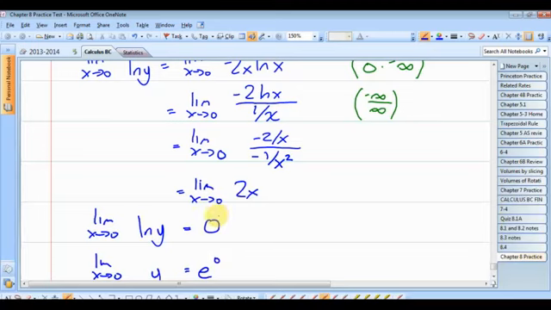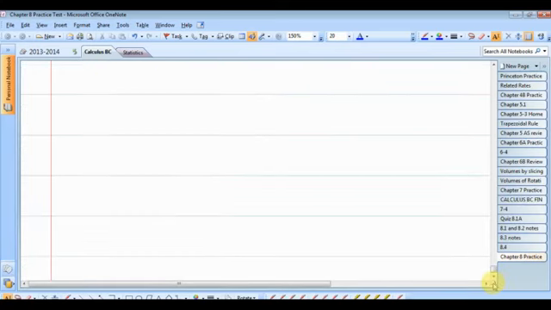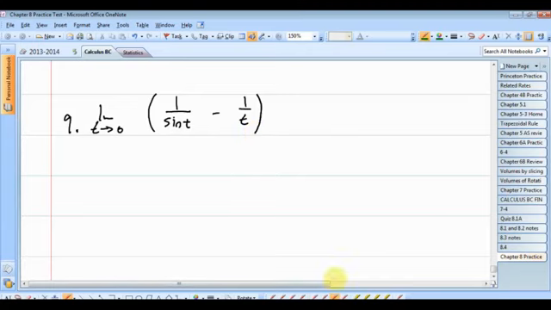Okay, let's take a look at 9. Nine, limit as t approaches 0, 1 over sine t, minus 1 over t. Let's check our L'Hopital form. We get 1 over 0, which is infinite, minus 1 over 0, which is also infinite.